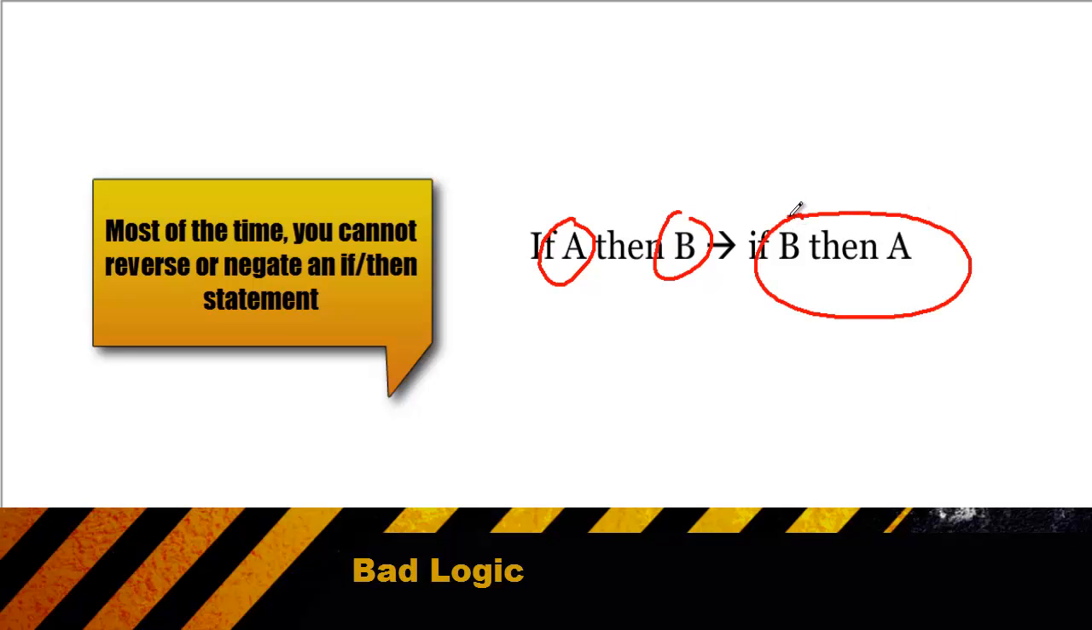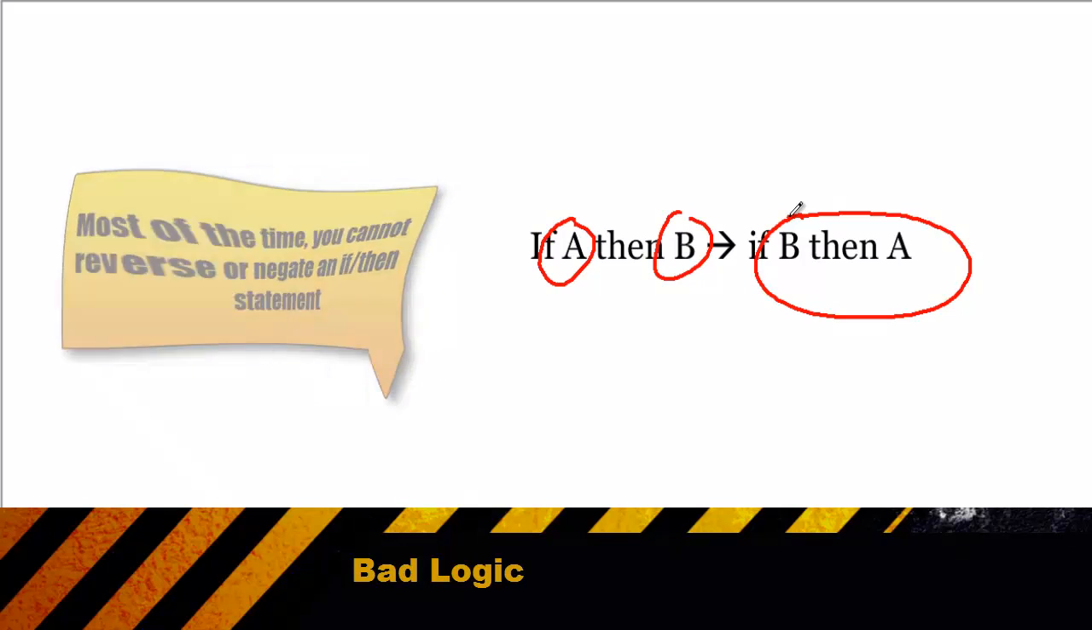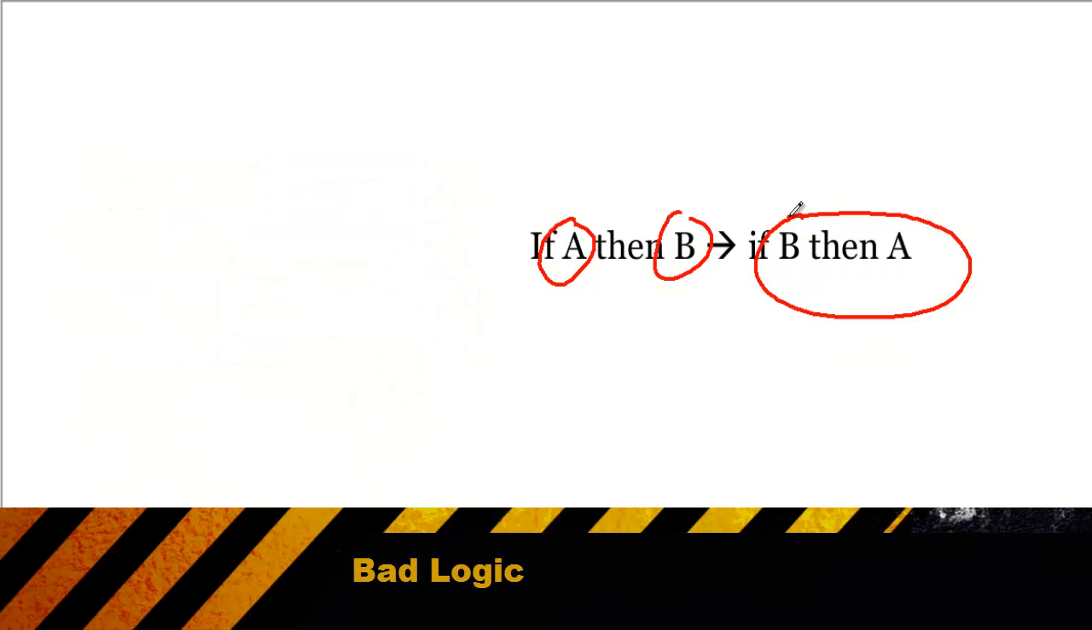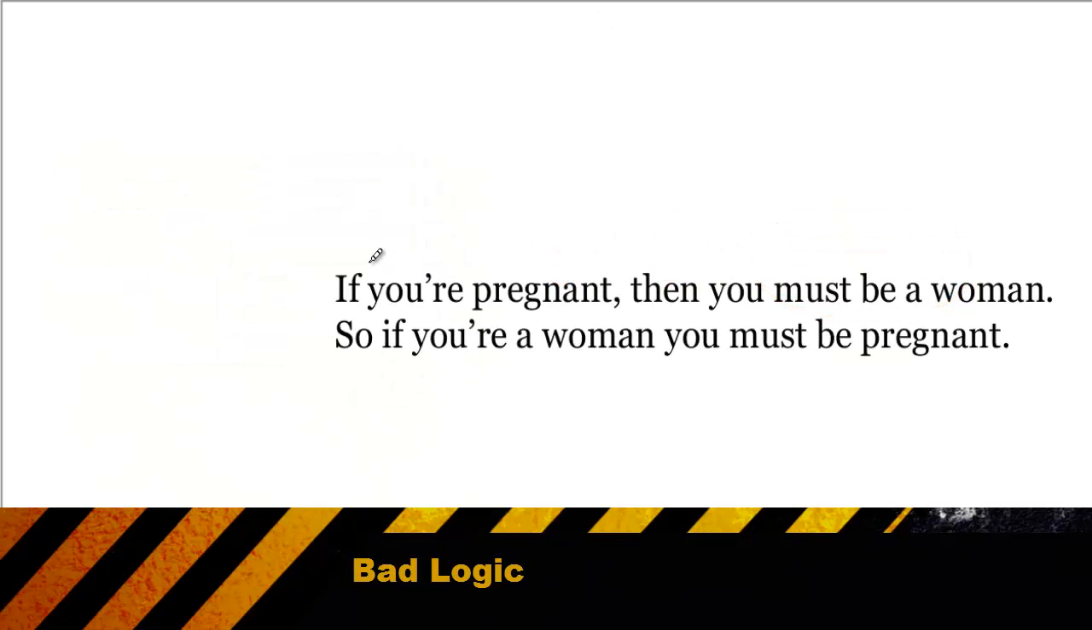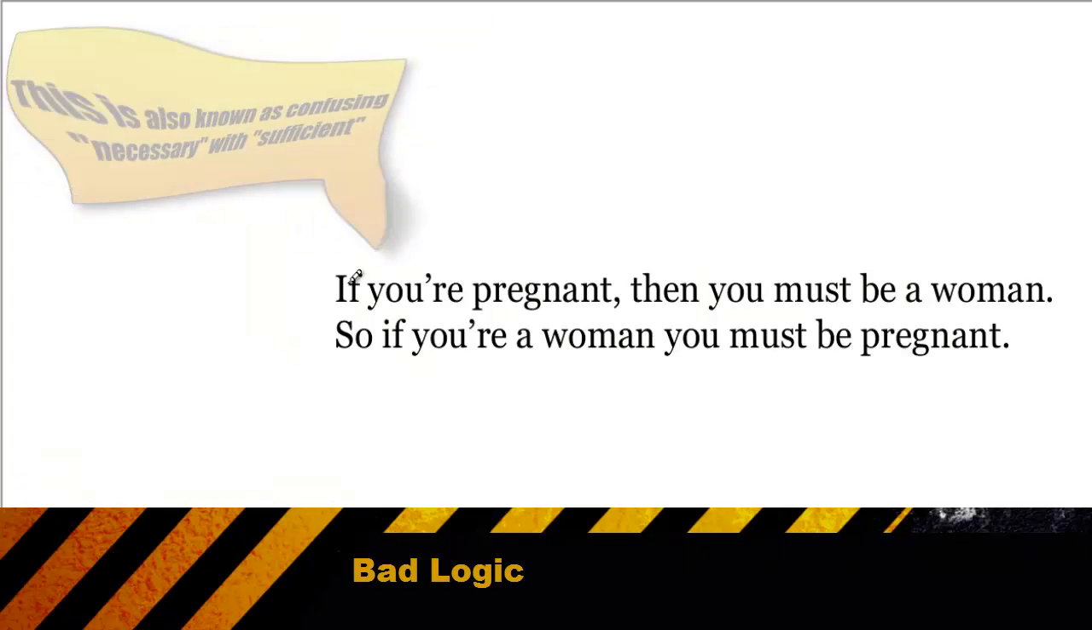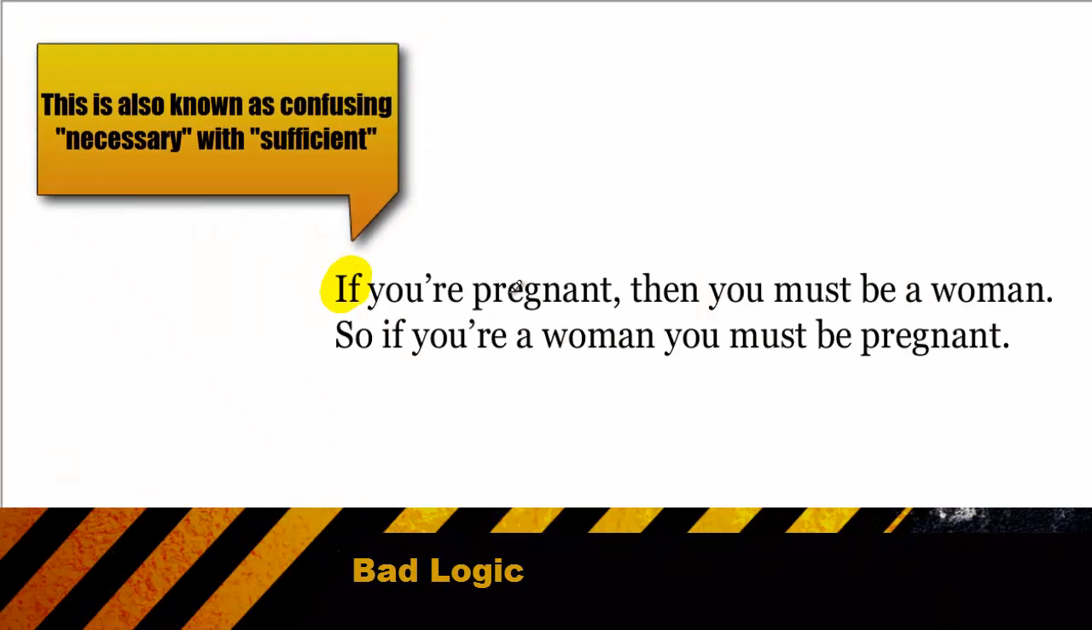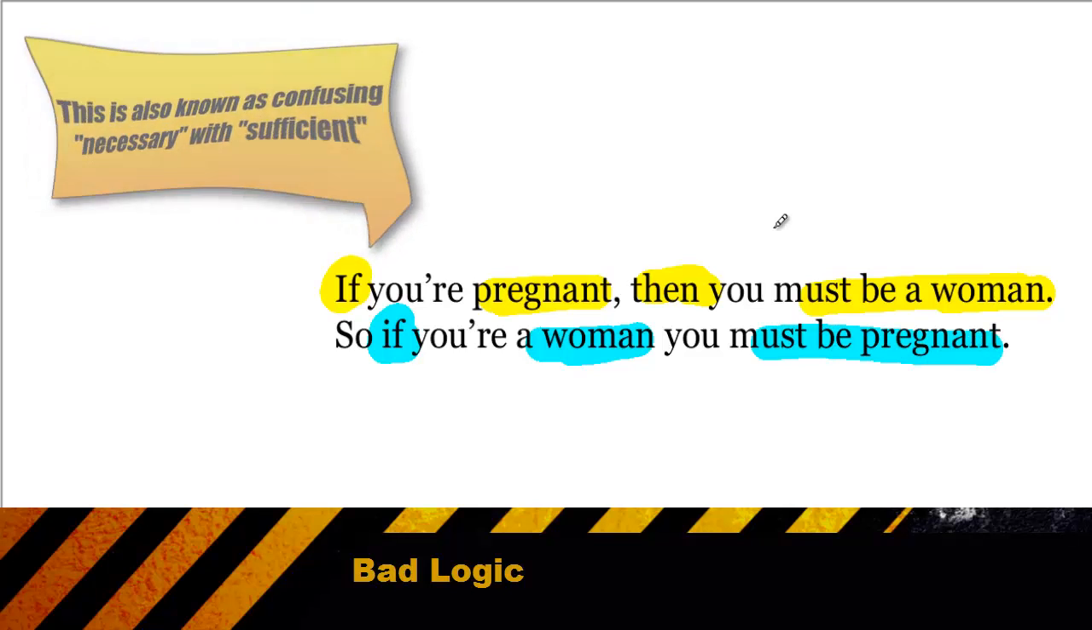Doing so is a logical fallacy known as affirming the conclusion or an improper reversal. And this fallacy is easily seen in a simple argument. If I say, if you're pregnant, then you must be a woman, that's fine. That's a true, good argument. But I cannot flip it. I cannot take that truth and then reverse it to say, therefore, if you're a woman, then you must be pregnant. Because clearly not every woman is pregnant all of the time.